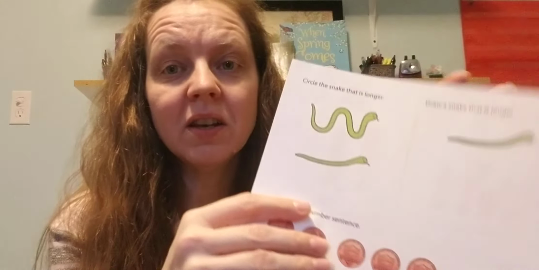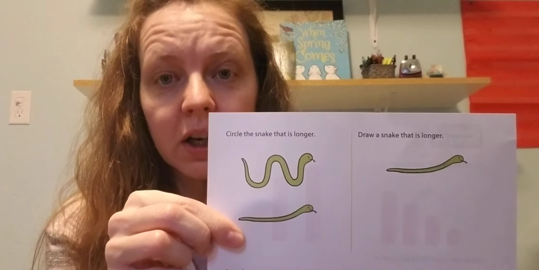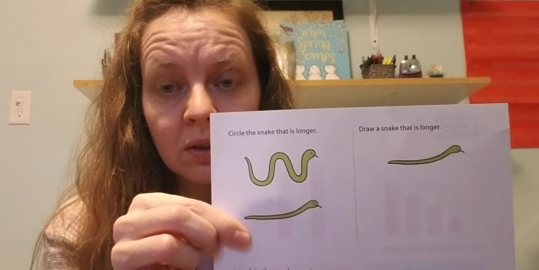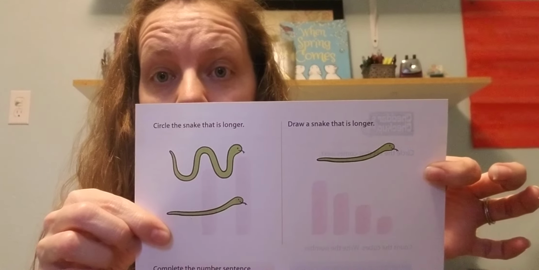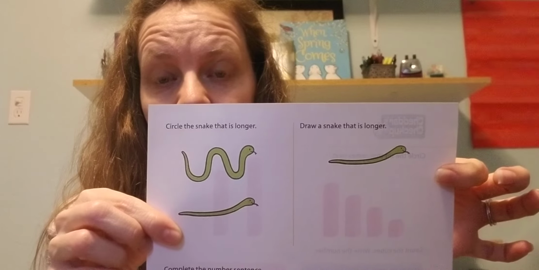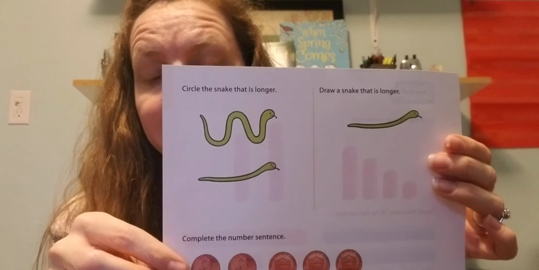Awesome. Look at those snakes. It says circle the snake that is longer. Now look over here. It says draw a snake that is longer. So over here you circled them. Now over here you're going to draw a snake that is longer.